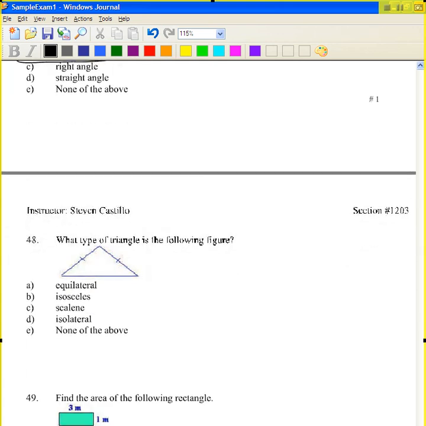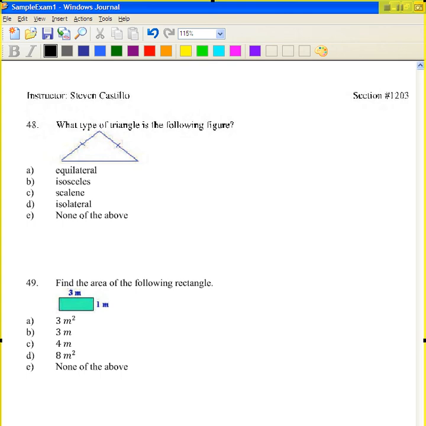48. What type of triangle is in the following figure? So in this case, two of the sides are equal. Therefore, it is an isosceles triangle.